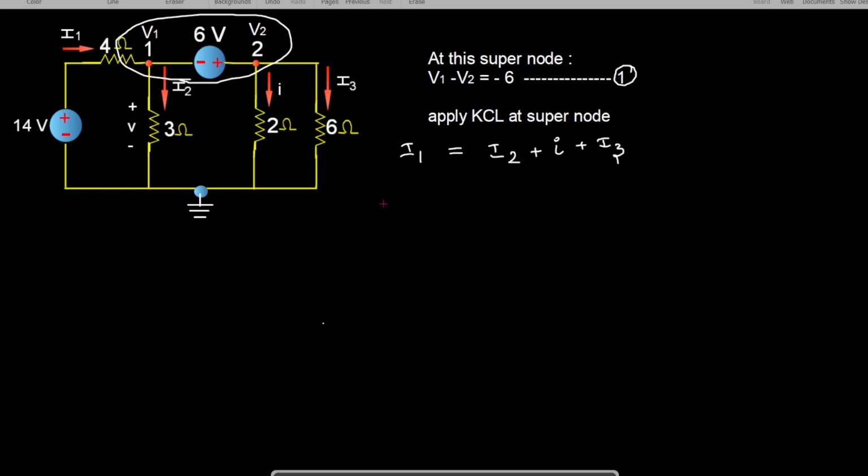So this I1 can be written as follows. At this end you know that 14 volts is available, right? So it is 14 volts. So we can write this as 14 volts minus this first node voltage.